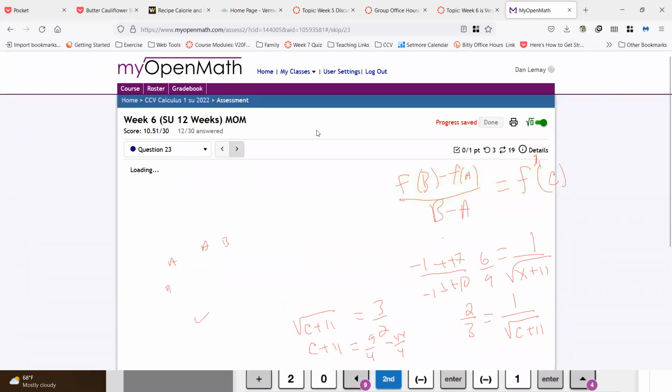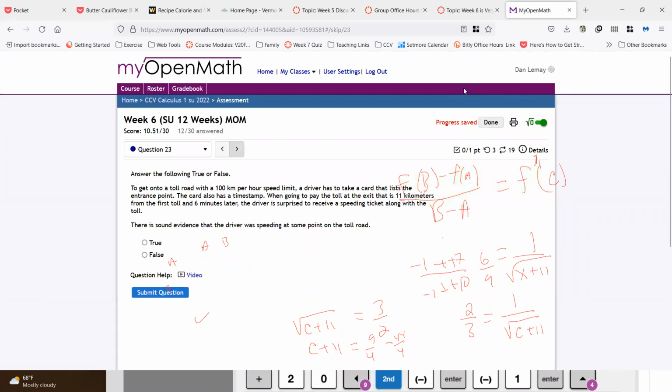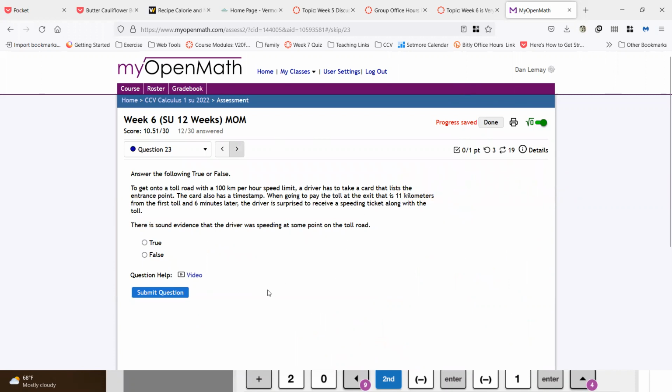Let's go to the next one. Maybe that's as easy and I can just roll with it. On the toll road. Okay, all right, so this is that one. Well, let's see. So let's find the average rate of change. He's going to pay the toll. Let's see.